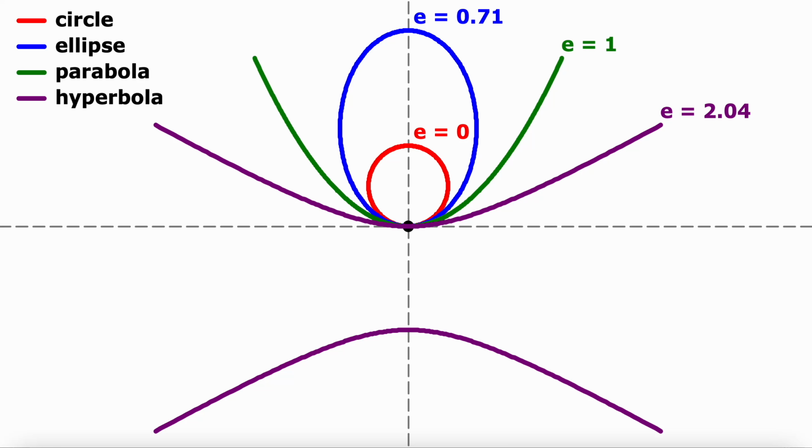The 2 vertices of an ellipse are the endpoints of its major axis. Thus, the distance between the 2 vertices is equal to the length of the major axis, which is 2a.